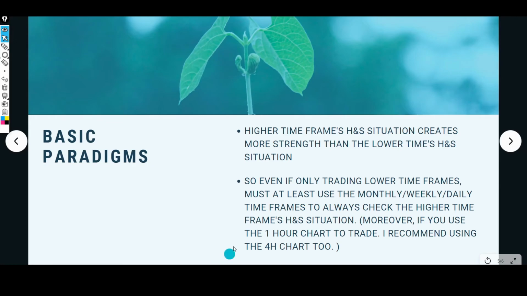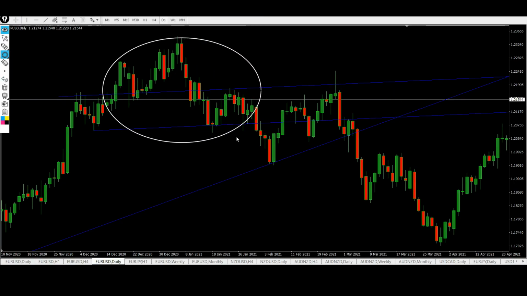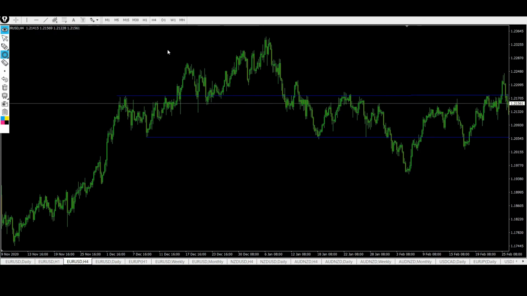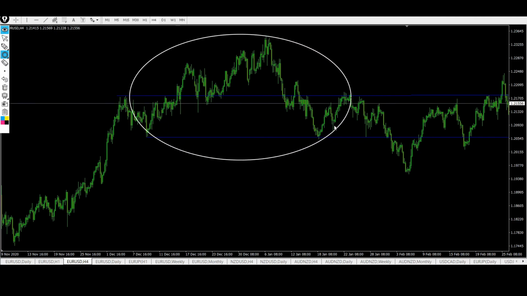Okay, let's go back to that example. So this fake H&S that we were looking at was a daily fake H&S. However, let's go on to the 4-hour chart to see if on the 4-hour chart this H&S is a fake also. Alright, so on the 4-hour chart, this is that same H&S that we were looking at on the daily chart. Now let's go ahead and see if this 4-hour H&S is legitimate.